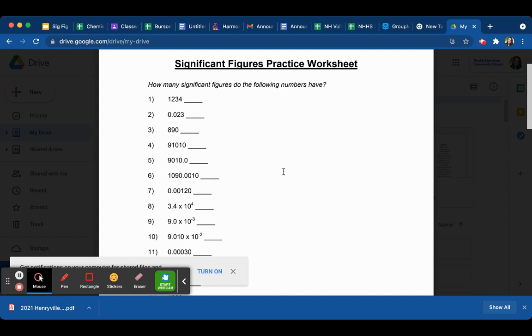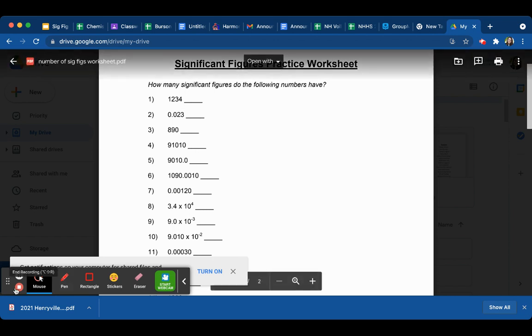Did we get a little better at them as we went? Yeah. We're going to do some more practice with these tomorrow, but that's the last thing we're going to do for today. Please make sure that you keep these in your binder.